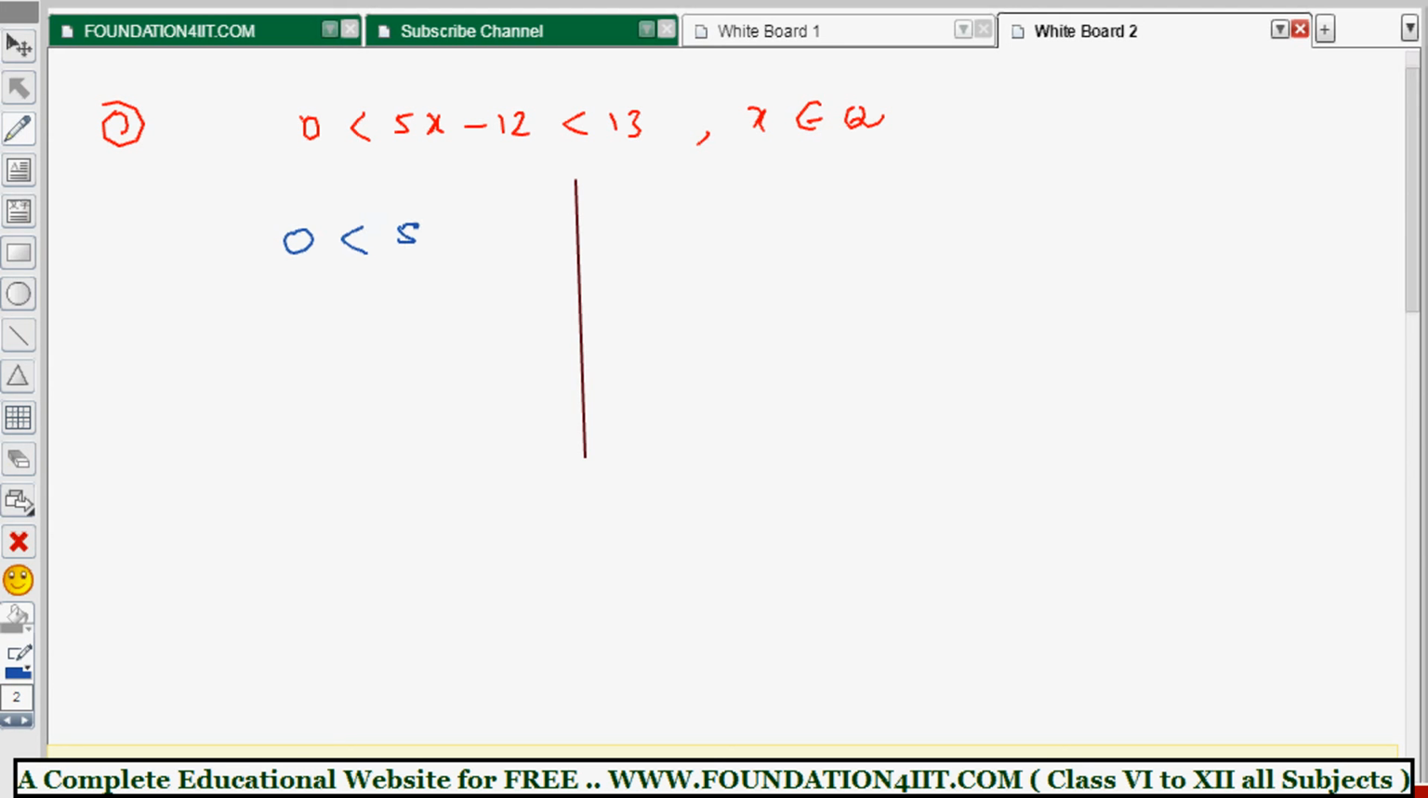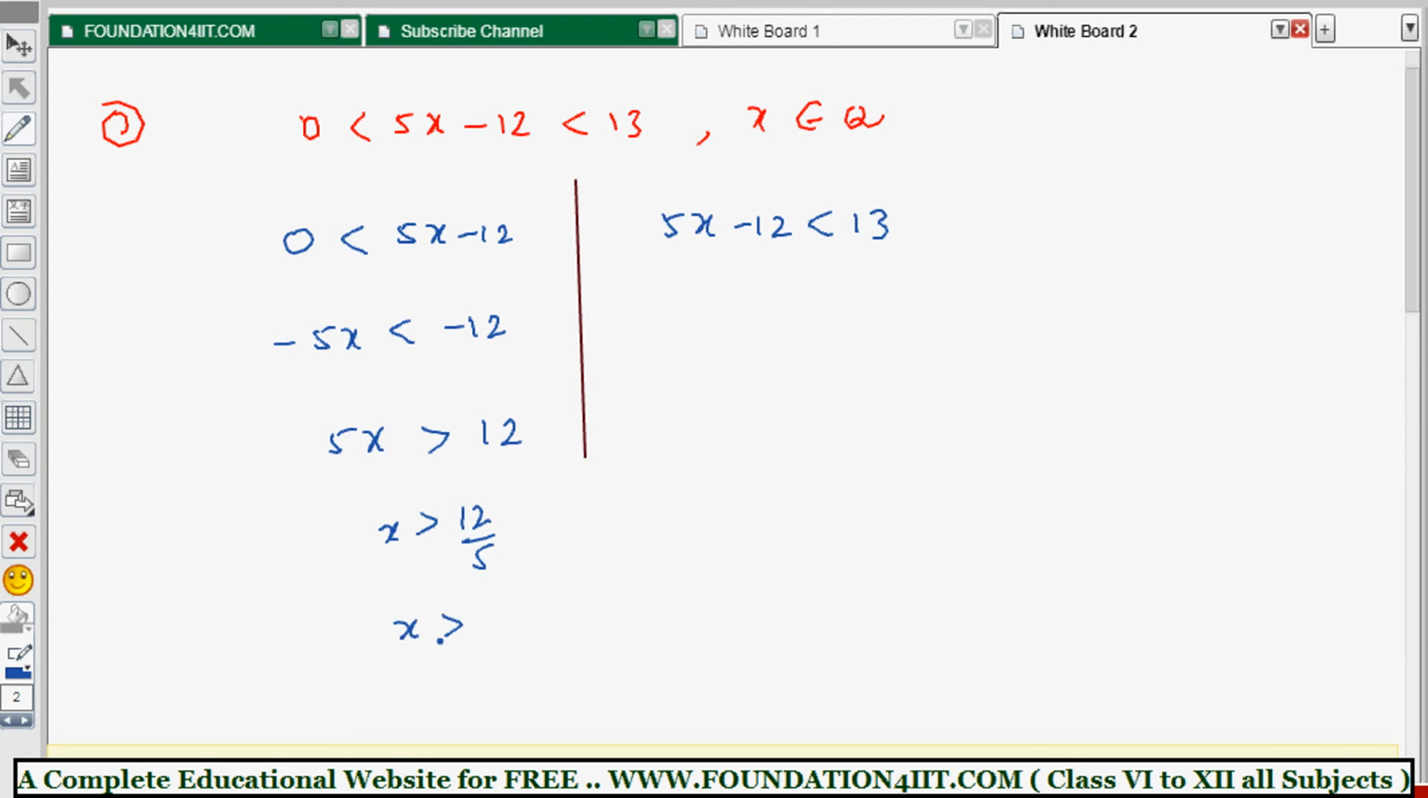0 less than 5x minus 12, and again 5x minus 12 is less than 13. Separately we should solve. Positive 5x, if you take left, negative 5x less than negative 12. Both sides I am multiplying with minus 1. So 5x, and this is plus 12, but the sign less than becomes greater than. Then x is greater than 12 by 5.